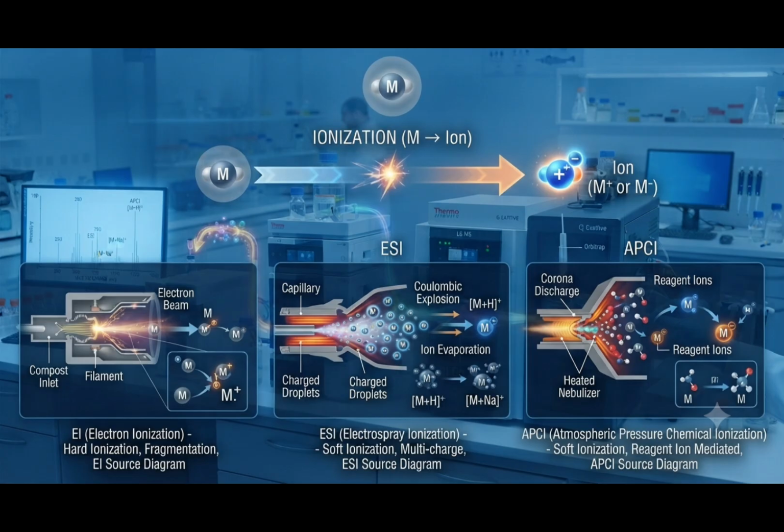Ionization. The next and one of the most important steps is ionization. Mass spectrometers detect ions, not neutral molecules. Therefore, the analyte molecules must be converted into electrically charged particles. Different ionization techniques are selected depending on the properties of the compound. Important ionization techniques include electron ionization, electrospray ionization, and atmospheric pressure chemical ionization.